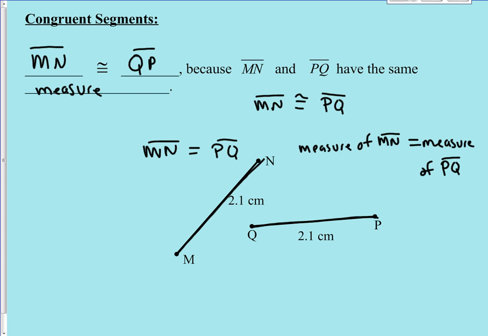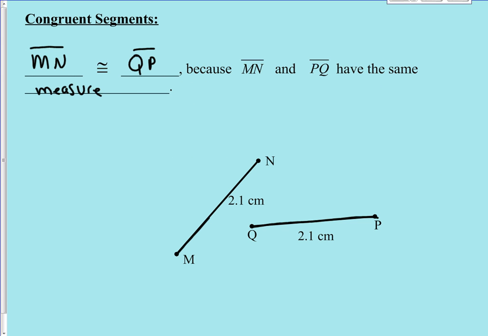So congruence, what does it mean to be congruent? Congruent is basically used all the time in geometry because whenever we talk about segments or we talk about angles, a lot of times we're talking about if they are congruent to each other. And here's what that means. Congruence literally means has the same measure. So I can say MN and QP are congruent because they have the same measure.